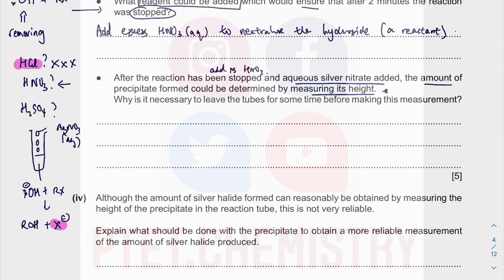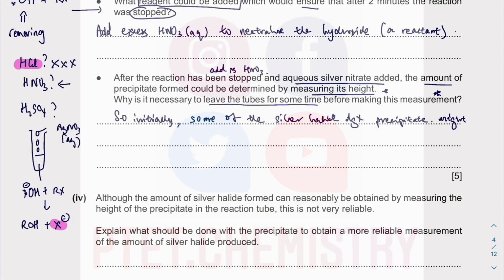But importantly, you need to leave it for some time before measuring the height. If you measure the height straight away, the reaction could still be going on, and as you know, you are dropping it on the surface, so your precipitate starts forming on the surface, but the precipitate is heavier, so it will eventually sink to the bottom, but it might take some time. All right, so initially some of the silver halide AgX precipitate, so Ag plus X minus, because it's a group 17 halide, might only form at the surface.